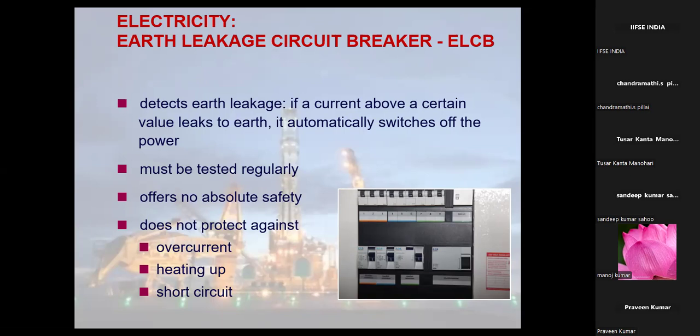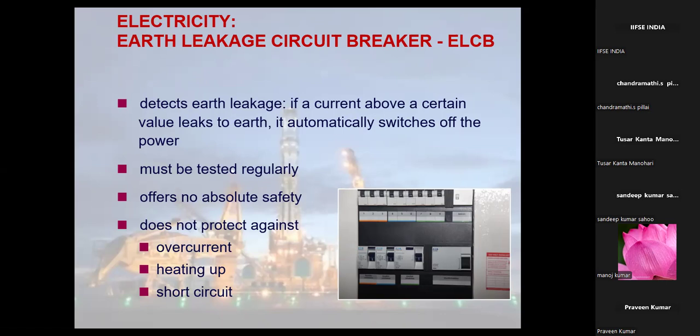See here, ELCB, he is telling that it must be regularly tested. That is why a safety officer has a checklist with him. Regularly or periodically, according to the policy of the company, he takes the electrician and goes for a test, and he notes down all the points that he has observed. Then it says no absolute safety.